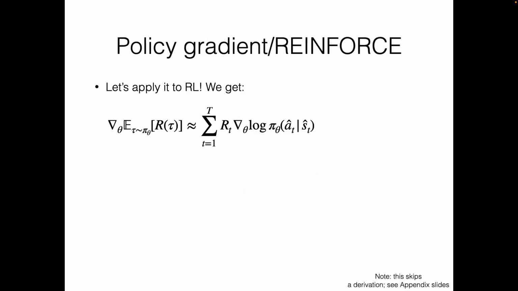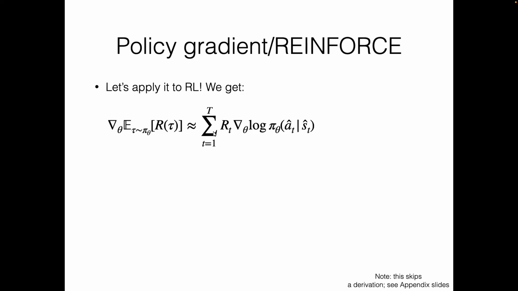So if we apply this to reinforcement learning, here's what we get in the end. Recall that we want the gradient with respect to the model parameters of the expected reward. It turns out that it ends up looking like this. We have a summation over time steps, and then something that looks like what was on the previous slide: the return at that time step, and then the gradient of the log probability of the policy, of the action given the state.